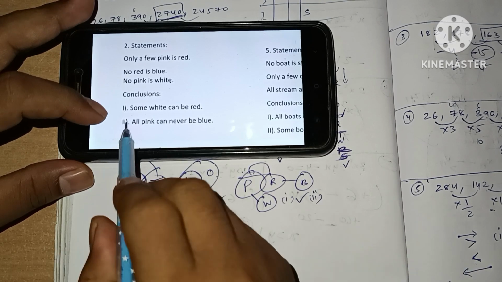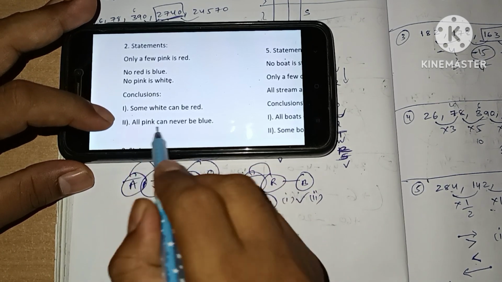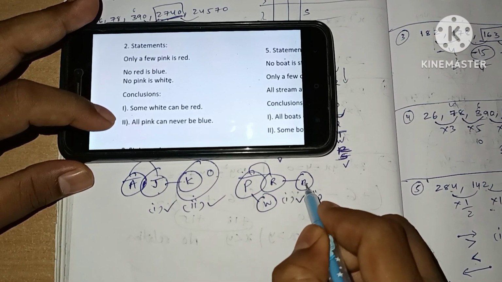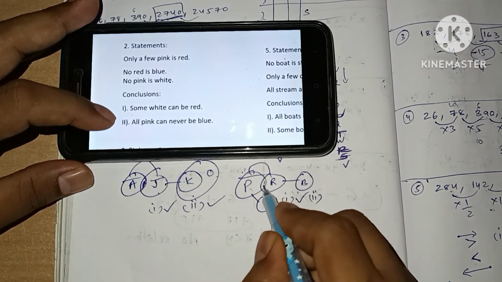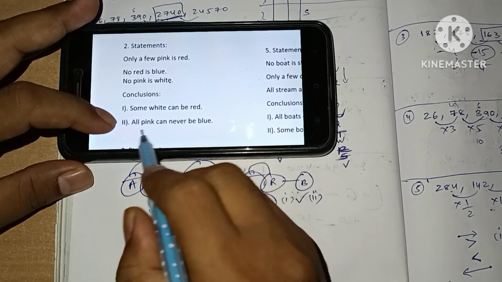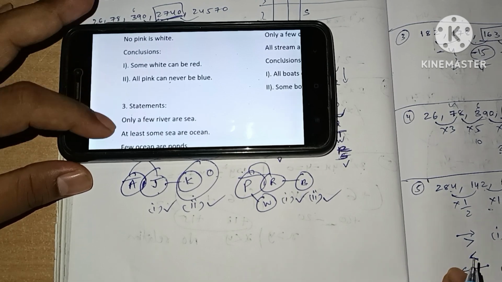Second conclusion. All pink can never be blue. We see never here. So we check all pink can be blue or not. All pink can place inside blue. No, it is not possible because of this sharing with red. So all case fails means all never case will be true. Next, third question.